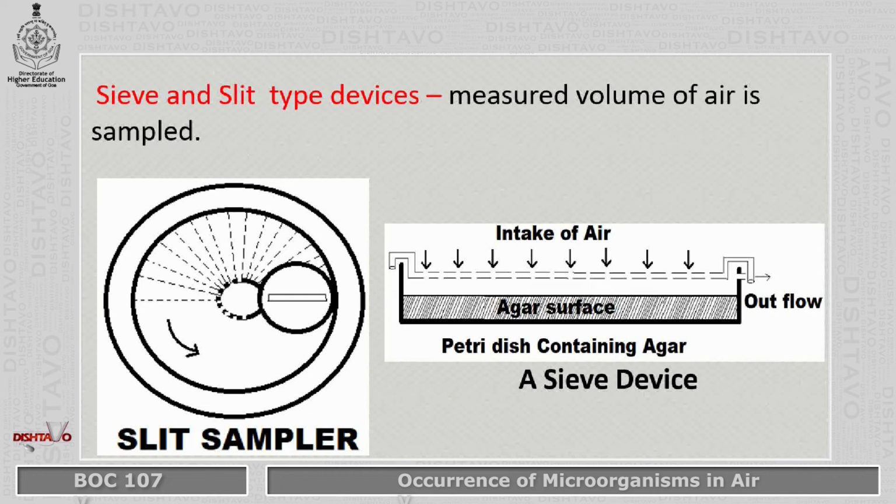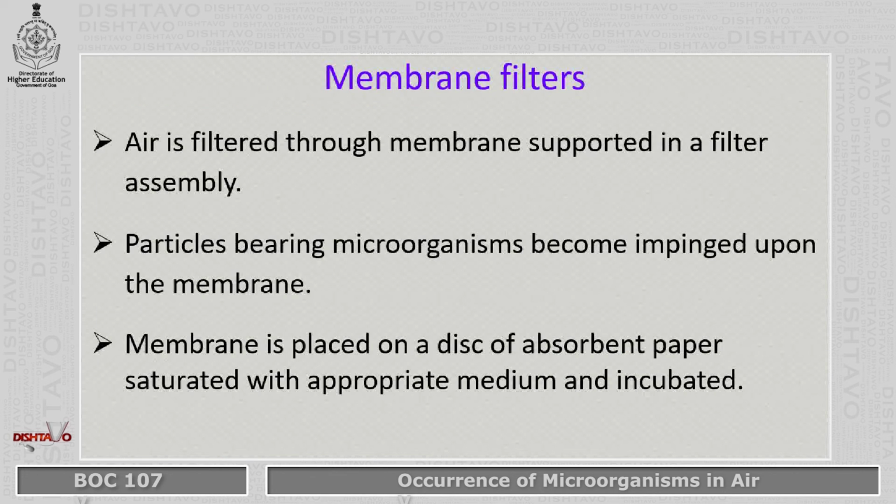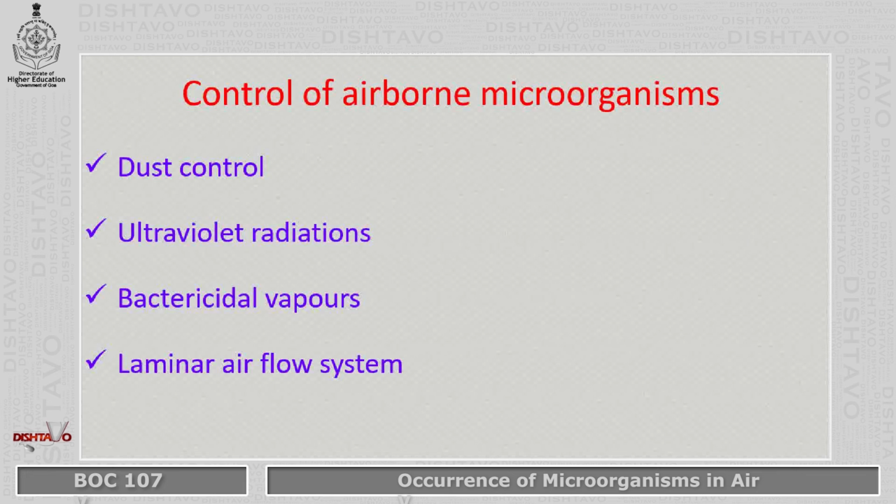The air is allowed to pass through these small holes in the sieve and reach the agar surface along with the microorganisms. Membrane filters. In the case of membrane filters, a filter assembly is used on which a membrane is placed aseptically. Air is allowed to pass through this membrane, and the microorganisms which are present in the air will get impinged on the membrane. The membrane is removed aseptically from the filter assembly and placed on a disc of absorbent paper saturated with appropriate medium and it is incubated.